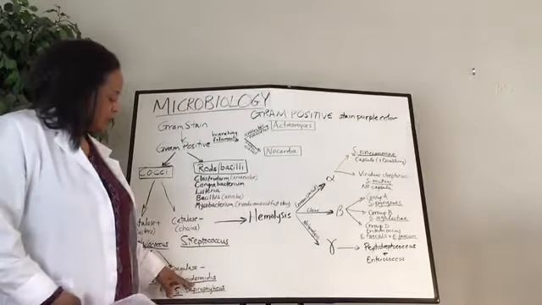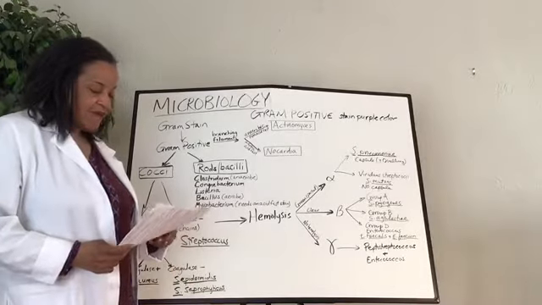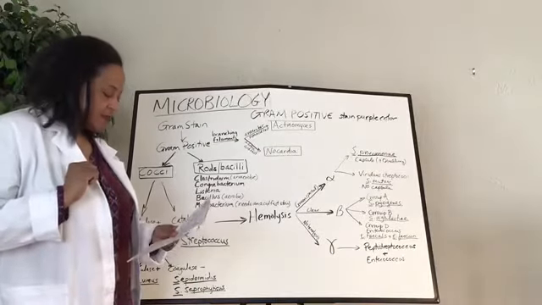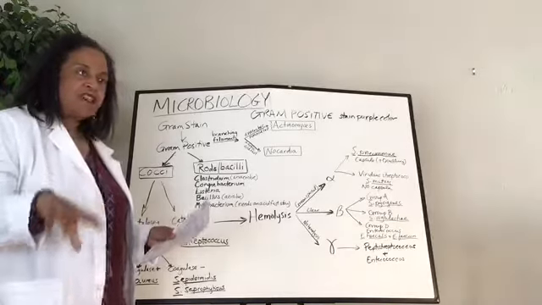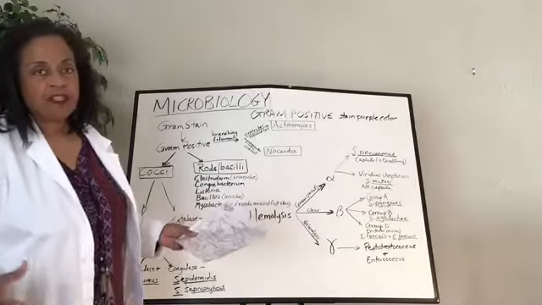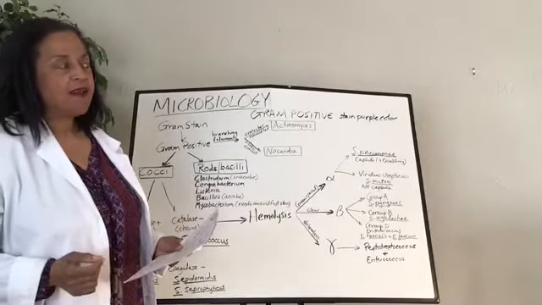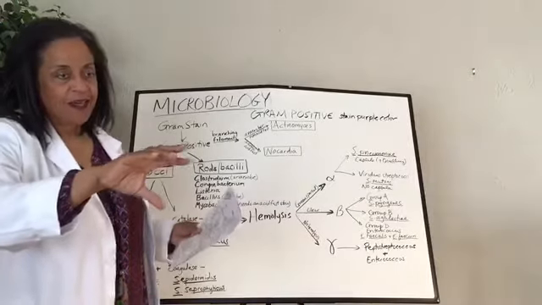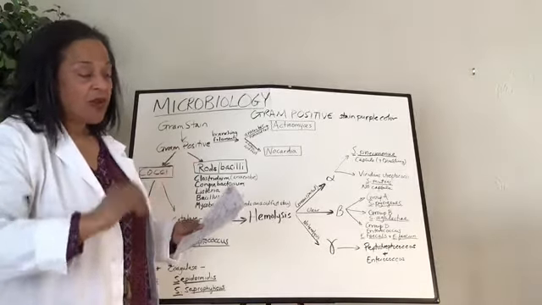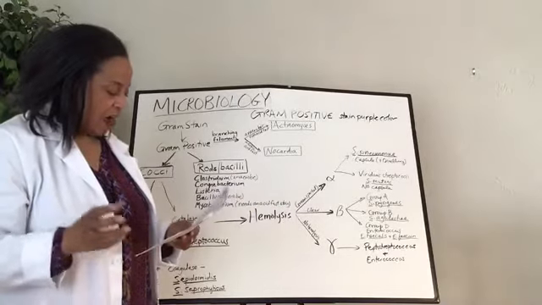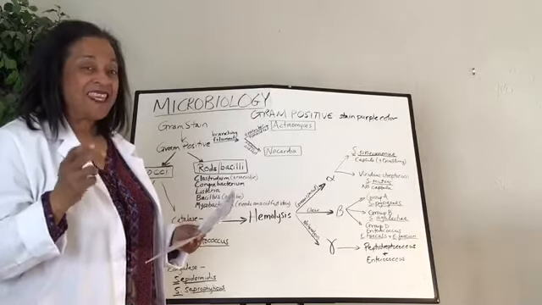This one, Staph epidermidis, infects prosthetic devices. Things like, for example, hip implants, knee replacements, heart valves, and IV catheters.